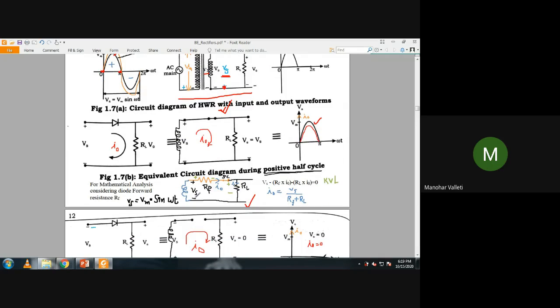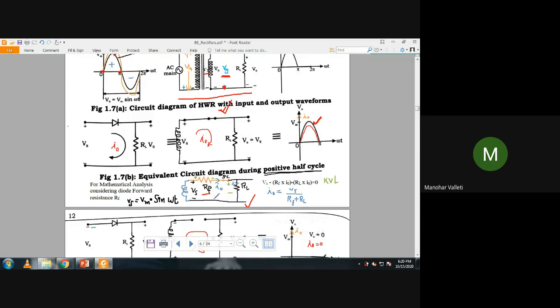Now for the mathematical equations, this was the waveform we got. We need at least Rf, the diode forward resistance, because whether the diode is present or not, we need to incorporate it in equation form. So for equation purposes, we will use the forward resistance of the diode, whereas we will still neglect the transformer secondary winding resistance.